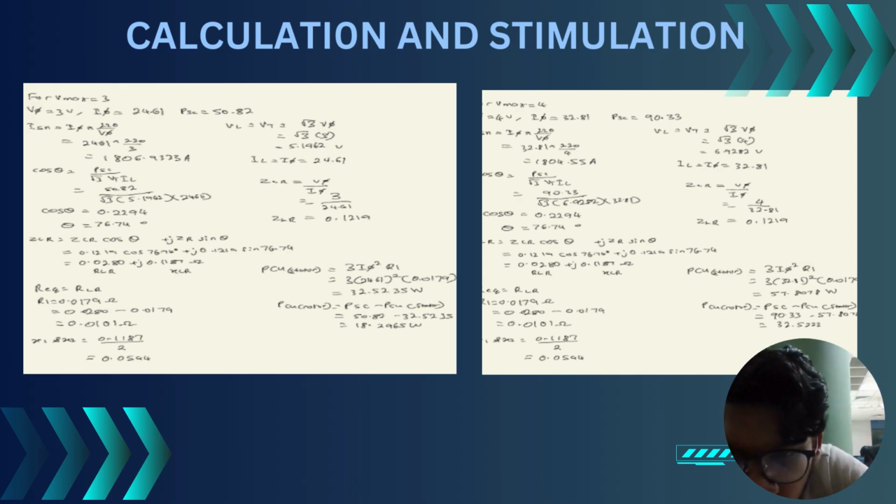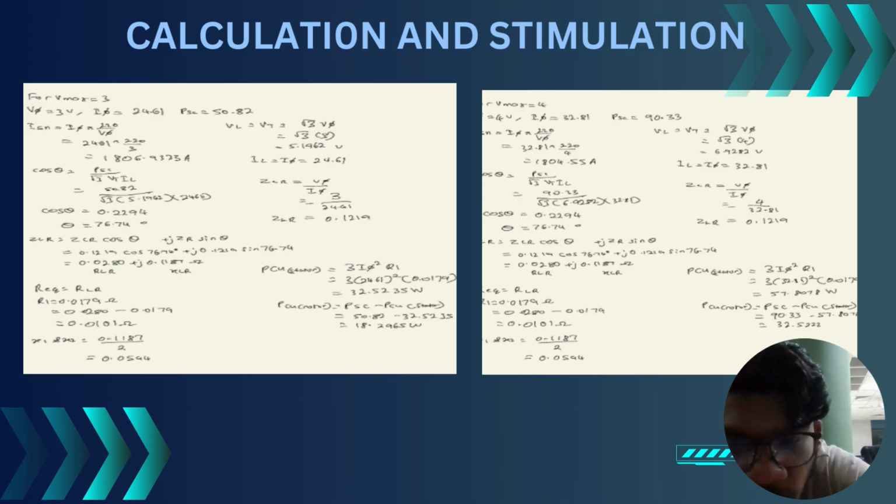And then we calculate the PCU for stator, we will get 32.5235 volt, and then the same formula we use for PCU stator, and then we will get 18.2965 watt. And then move on to the next, voltage maximum equals 4. For voltage maximum equals 4, the voltage phase is 4 volt, I phase equals 32.81, and then power synchronized equals 90.33.